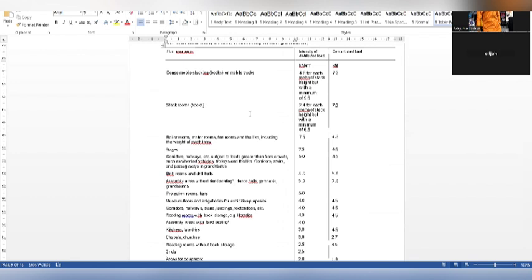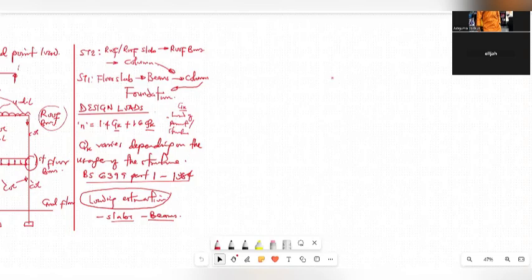Now let's do load estimation and distribution. The work is about to start. I can write that. Sir, can you see my whiteboard? Yes, sir.